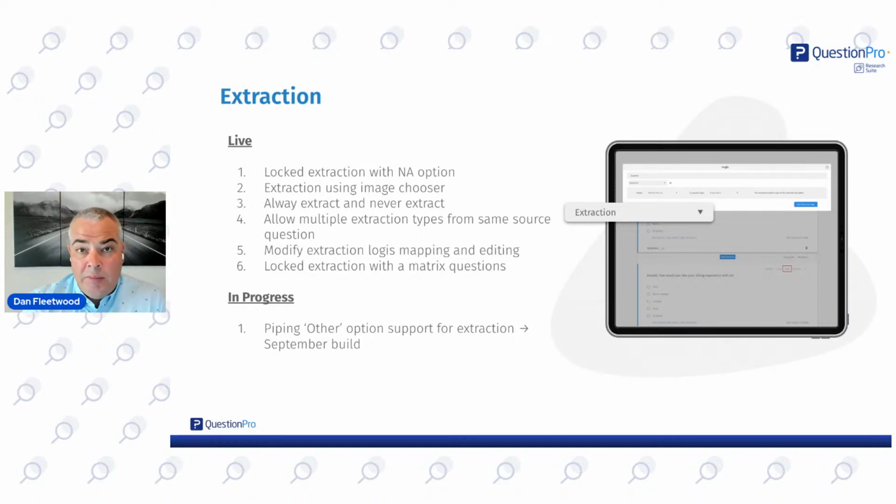Something that's in progress that's coming up in the next release is the piping other option for support. So if you're using an other option and they put in whatever answer, that'll get piped to the extracted question. So that's coming up in the September build. So really went deep in extraction to help round out this feature set.